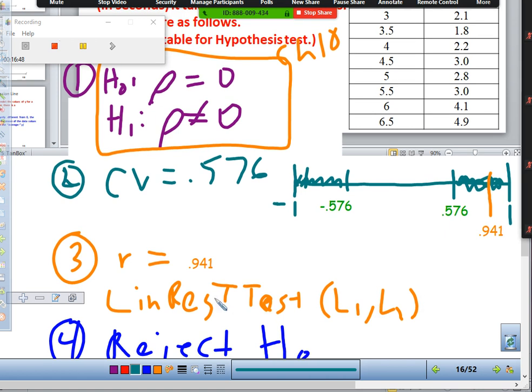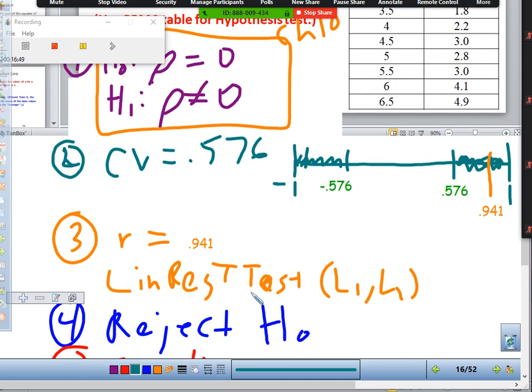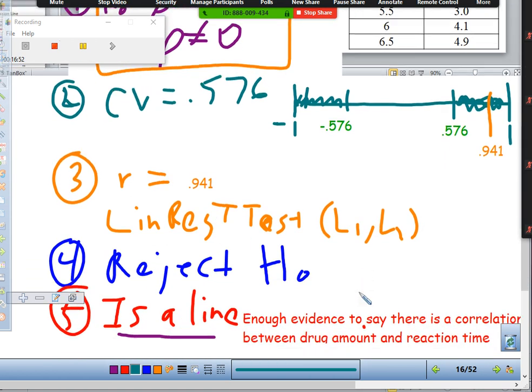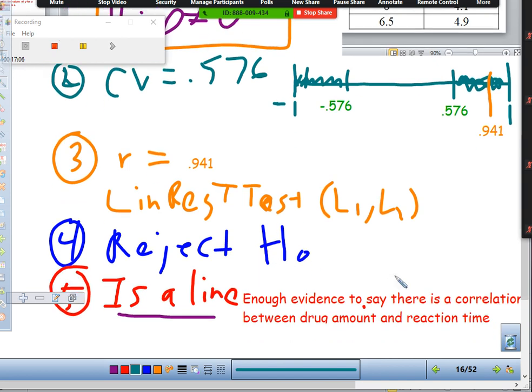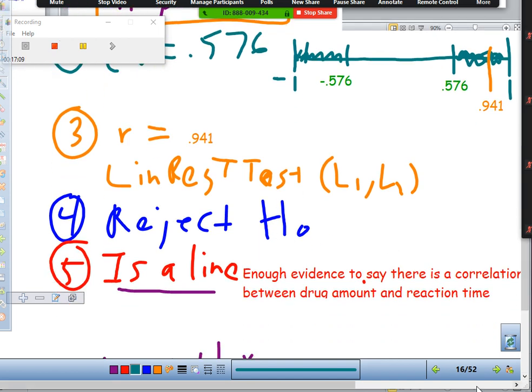All right, so we found, using the linear regression t-test on L1, L2, that we're going to reject H naught. Don't forget the H naught. Some of you left that out and said just reject, and you lost a half point every time you did that. That adds up to a couple points on your exam just for writing an H naught. Why wouldn't you just write an H naught and get those 2 points?